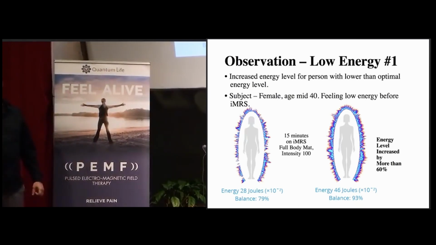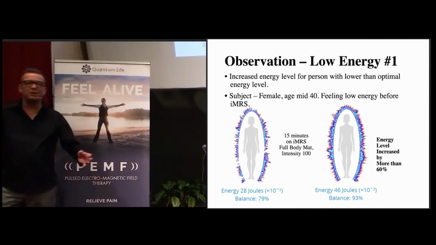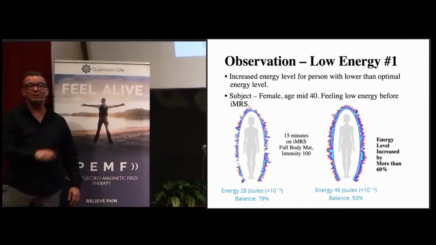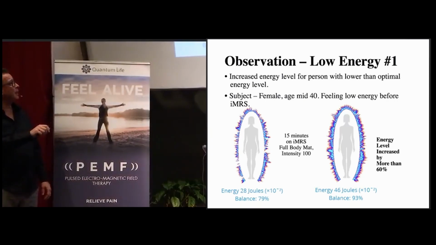However, he did just a random little trial. He asked some patients to come in. Here we have a subject, a female, age mid-40, feeling low energy before IMRS. He was just asking her, how do you feel? She felt a little bit low energy, and then he did a GDV measuring with her, and came out with some numbers here. The energy level, 28 joule, the balance, 79%.